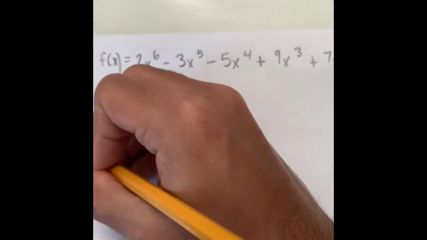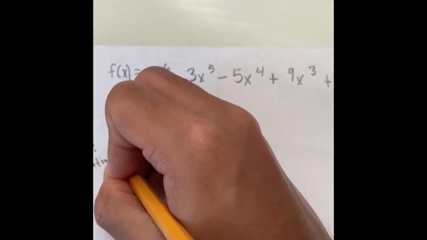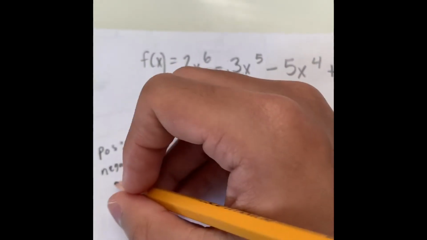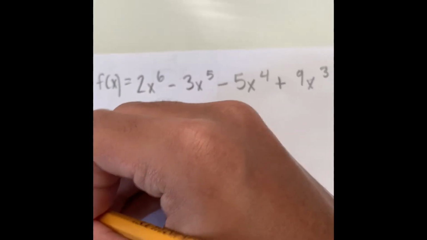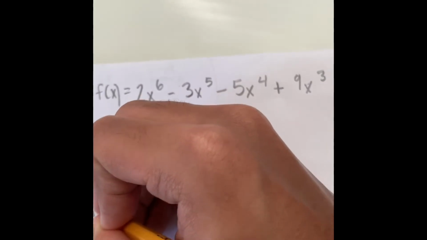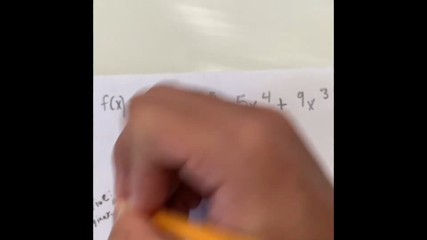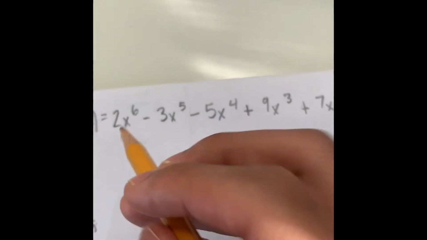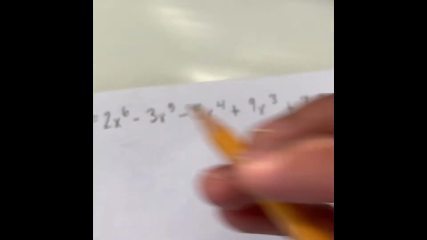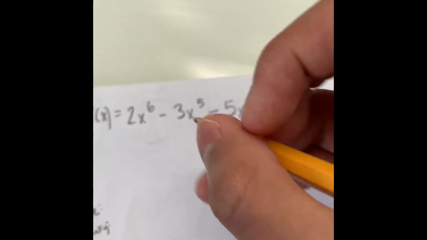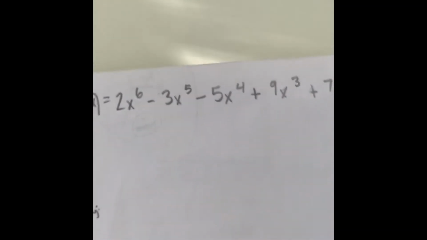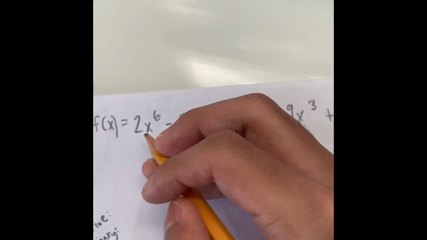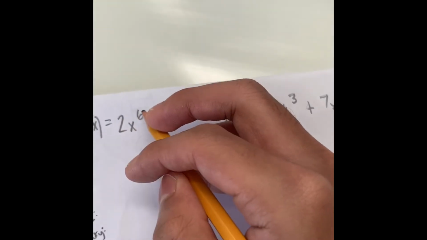So let's just put positive, negative, and of course imaginary. So for positives, we just look at the changes in the signs and we go off of that. Basically, if we look here, this starts off as a positive, 2x to the 6th.